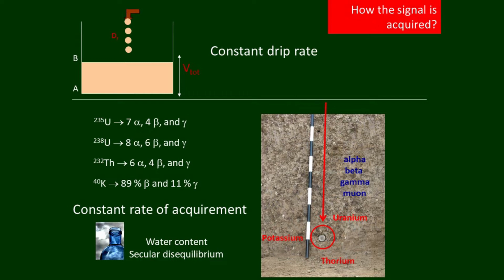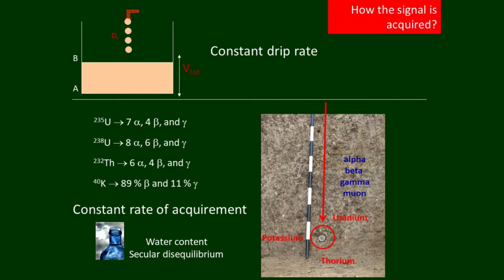These ionizing radiations knock out electrons from the sediments or the quartz crystals. When these electrons happen to go near a trap, they are trapped. So this is the way that the signal is acquired constantly in the system, let's say quartz. We can also talk about feldspar and other minerals.